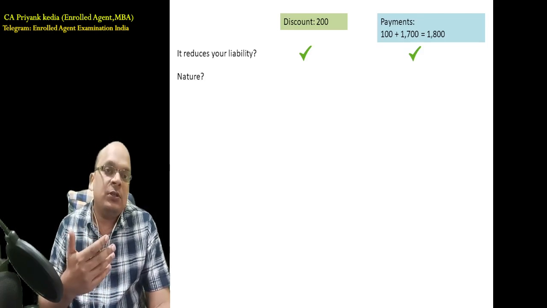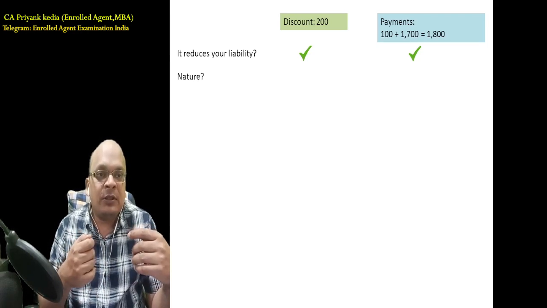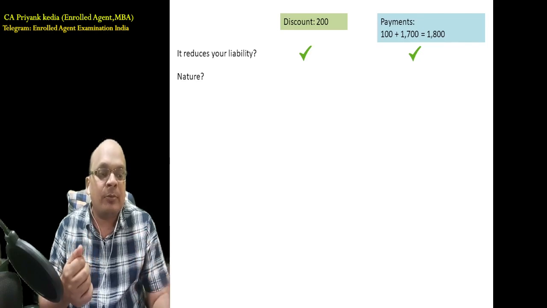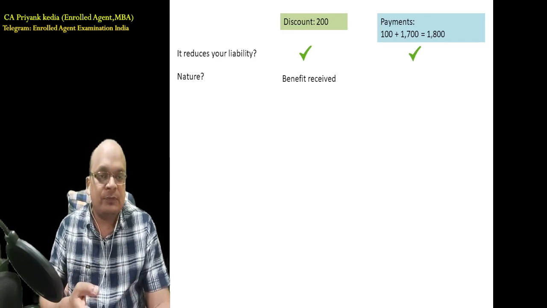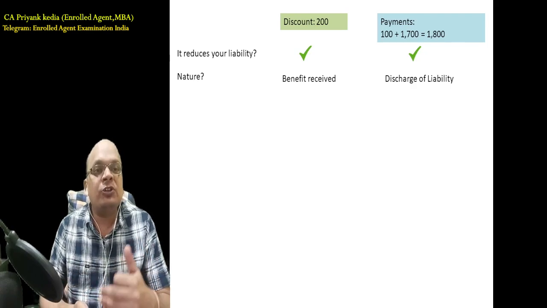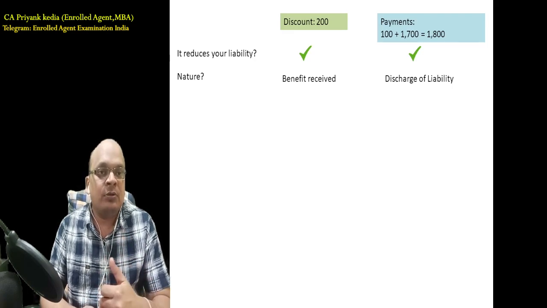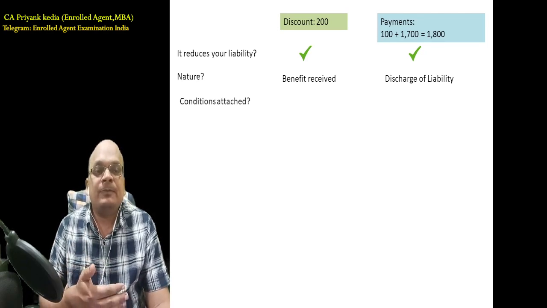What is the nature of discount? Is discount a payment from your side? Have you given some kind of cash or some kind of amount from your side? No. Discount is simply a benefit received by you because you have fulfilled certain conditions, right? But payment is not a benefit, it's actually a discharge of liability. There is an outflow of an asset from your side, and that asset is cash, is money, right? So on the nature aspect, both the items are different.